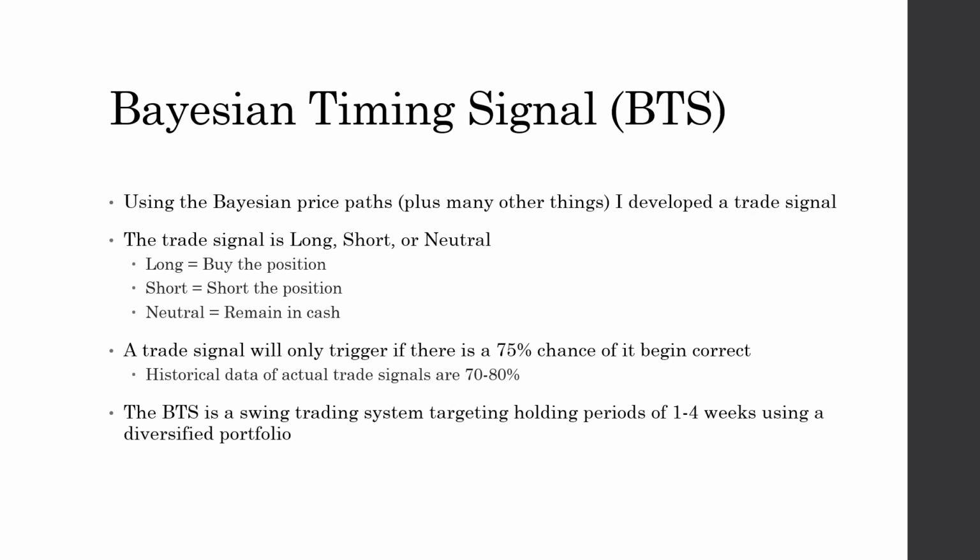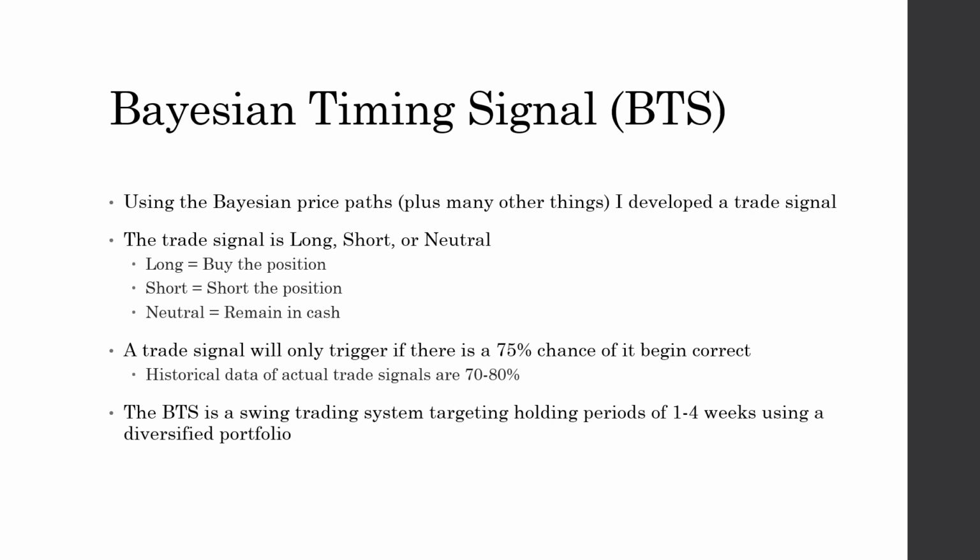We'd rather just hang out in cash. Sometimes we might miss a run. Sometimes we might miss a position that would have really led to a negative return. So I really just follow the probabilities. I trade the probabilities. A trade signal will only trigger if there's a 75% chance of it being correct. Generally, that's where I draw the line. And then you say, okay, well, that's just a forecast, just an estimate.